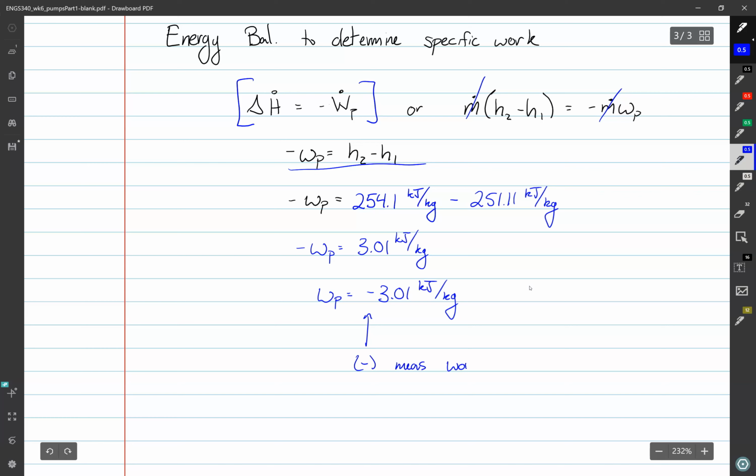where our negative sign means our work is going into our fluid. We're pumping this fluid, we're putting work into the system. That's why we get a negative sign there. And we're putting in about 3 kilojoules for every kilogram of water that's going through our pump. So this is the answer that we get when we do our standard problem-solving technique. It works fine as long as we're using Cat3. It's certainly pretty cumbersome if we're using tables. So we're going to look in the next video at a little bit more elegant way to do basically the same thing.